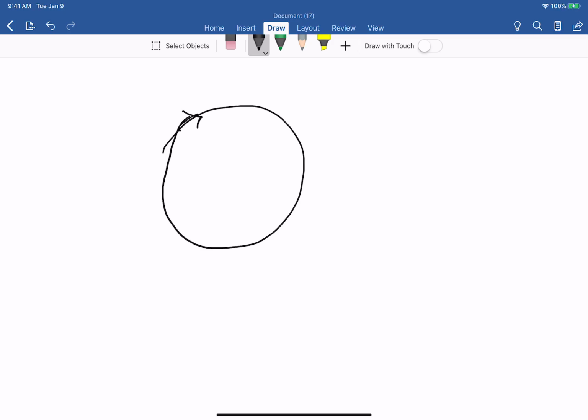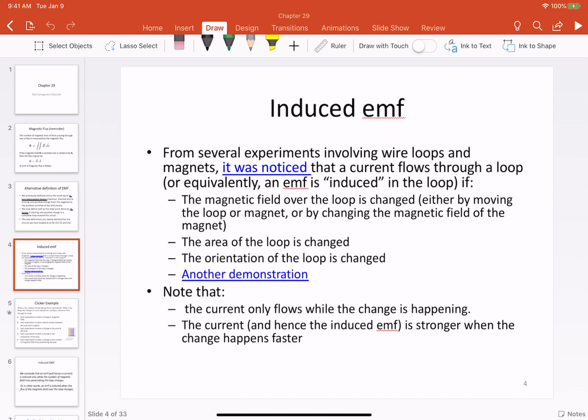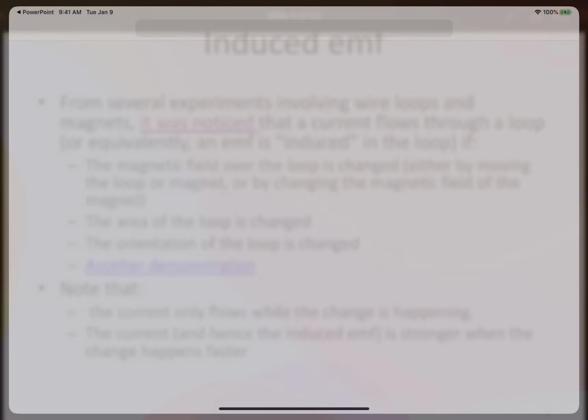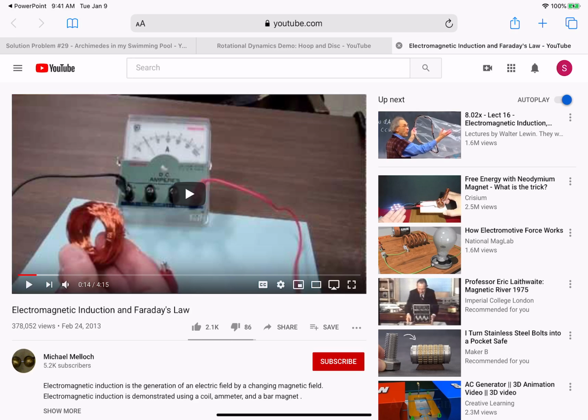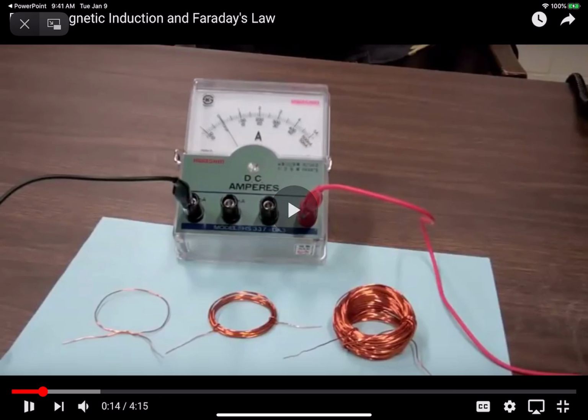Essentially, you can use a magnet to make current flow through a circuit without any battery. So I'll first demonstrate this to you. Let me just quickly demonstrate this first. Okay, so this guy has an ammeter, and he's connecting this ammeter to a coil made up of several turns of wire, right? And we'll see what happens.